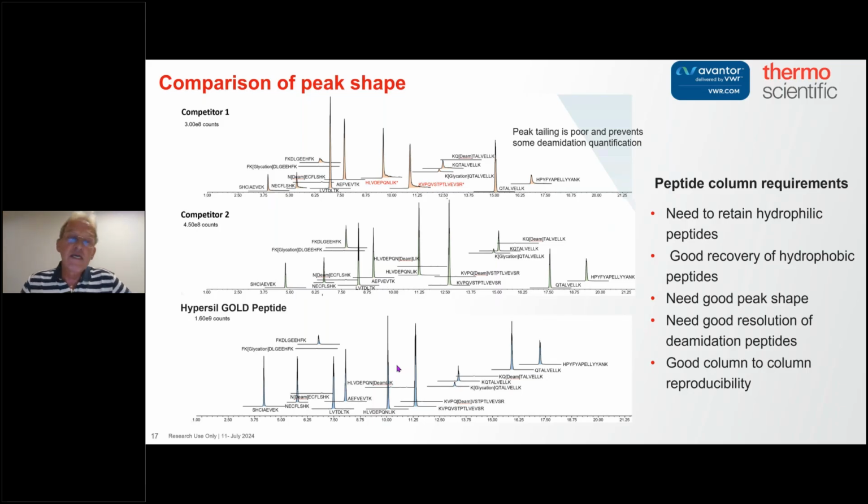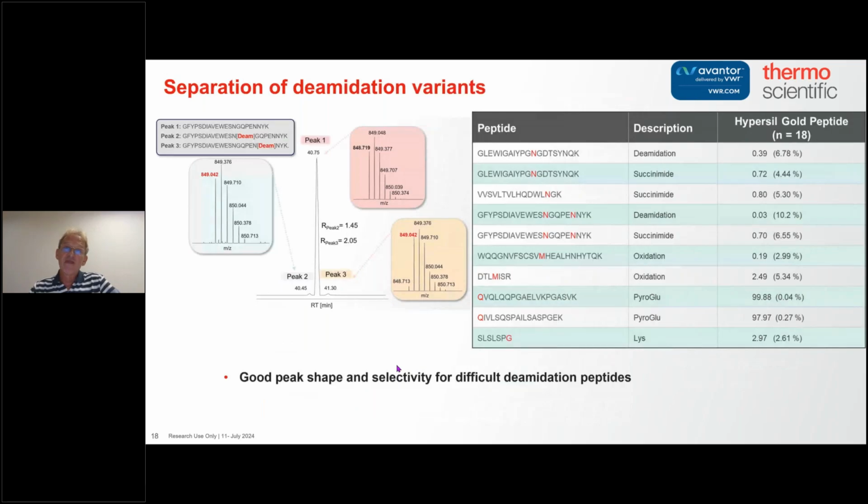Now we're going to look at deamidation variants. That's only 1 Dalton difference, so it's much better if you can actually separate that deamidation variant from the non-modified. Peak 1 here is the unmodified, but peak 2 and 3, you can see you've got a very good separation here for deamidation, and that's selectivity. Not all C18 columns will give you that selectivity. And there's a bunch of deamidated peptides that we're separating and quantifying very, very well with this column.